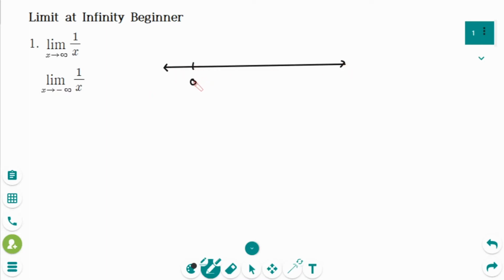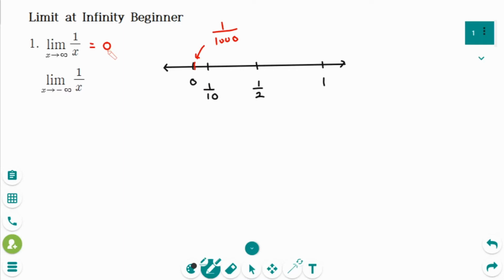Here is 0 and this is 1. What if x equals 2? It is 1 over 2. What if x equals 10? The number is 1/10. If x equals 1000, maybe here, this is 1 over 1000. If x equals a million or a billion, 1 over x is almost 0. So this one equals 0.